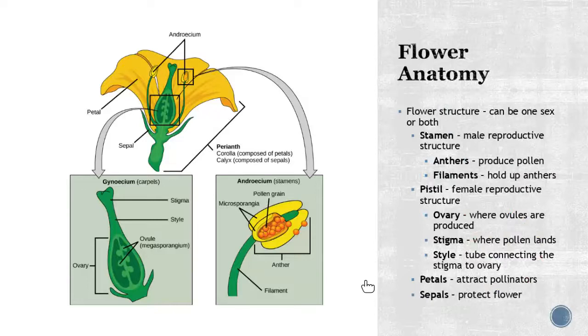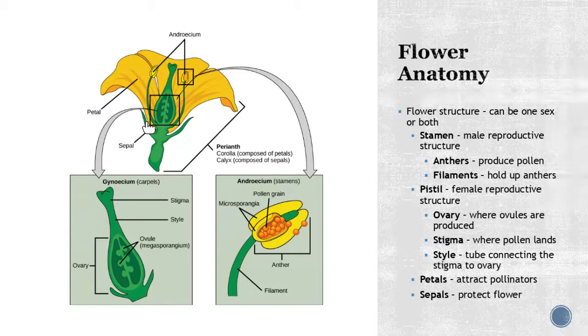So let's talk about the anatomy of the flower a little bit. So when it comes to flowers, they can be one sex or both. And if it's both sexes, you're going to have both the male and the female parts. Now, the male parts are called the stamen. This is the male reproductive structure, and we break it up into two smaller parts. We have the anthers right here, which is where we're going to produce the pollen, and then the filament is what's going to hold up the anther. So here's a long filament holding up an anther. Together, they make up the stamen.